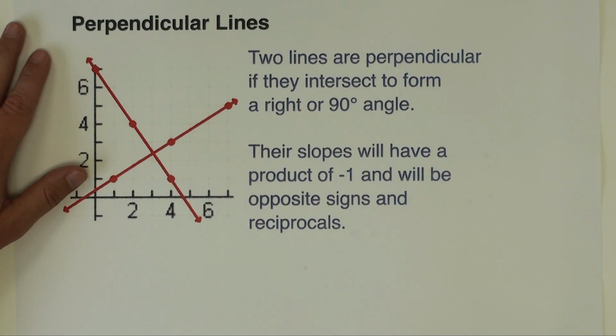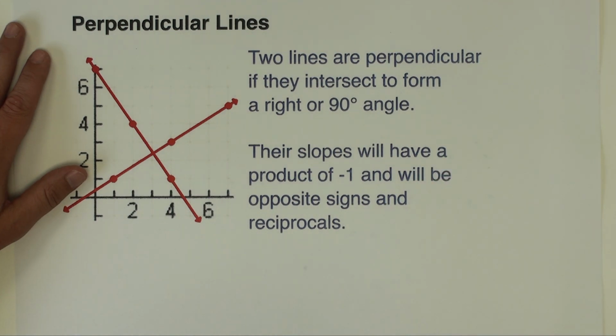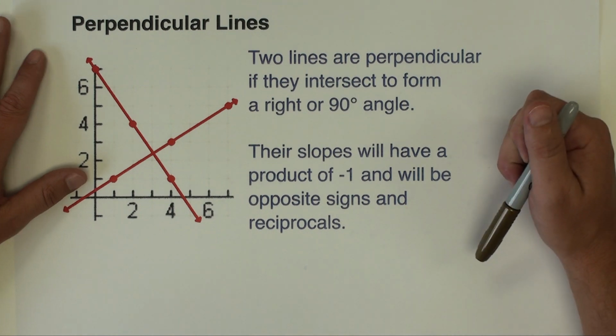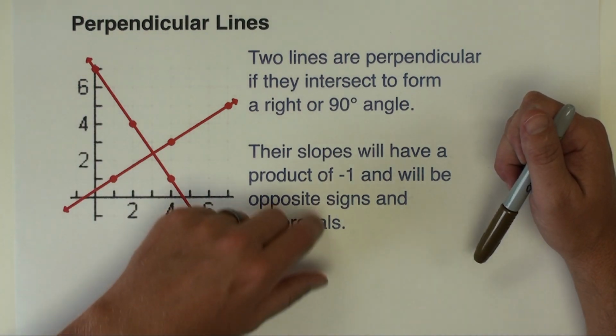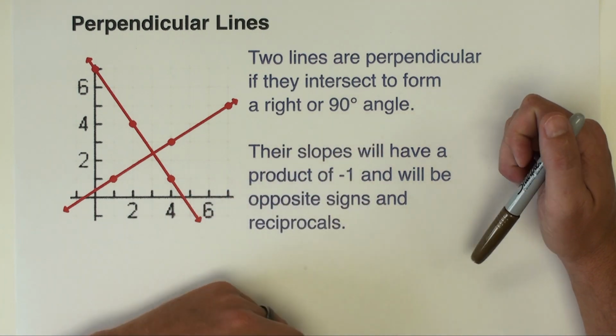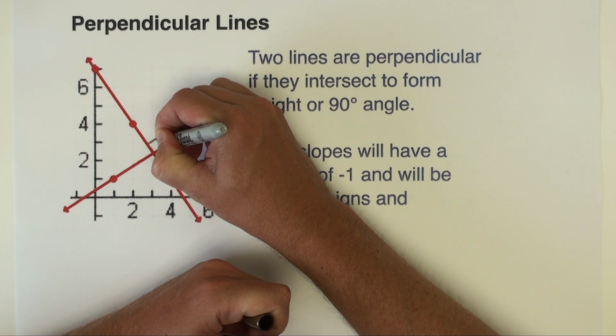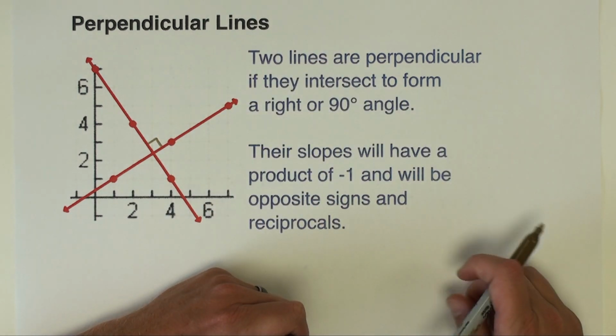Okay, we're going to end this video with perpendicular lines, some vocabulary here, some information, and then we're going to see an example problem. So perpendicular lines, we should have some prior knowledge of this already. Two lines are perpendicular if they intersect to form a right or 90-degree angle. So right here, where the lines intersect, is a 90-degree angle.